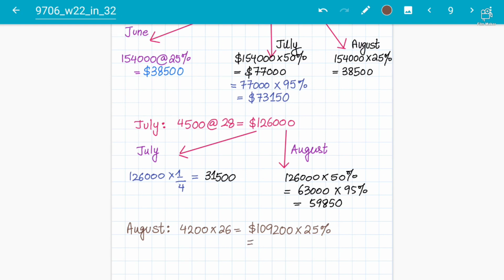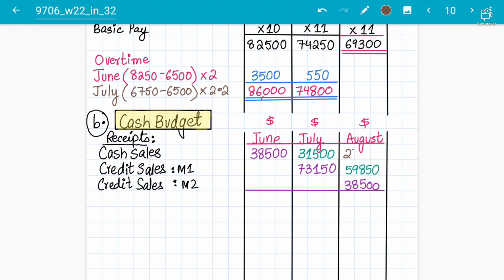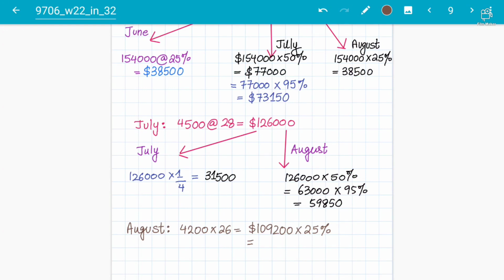So here you go, sir. That is going to come as 27,300. Okay. So you can write down the other again in a different color. That is 27,300 for the August sales.